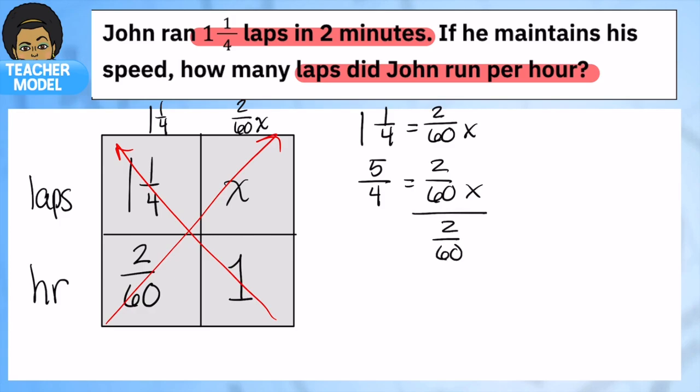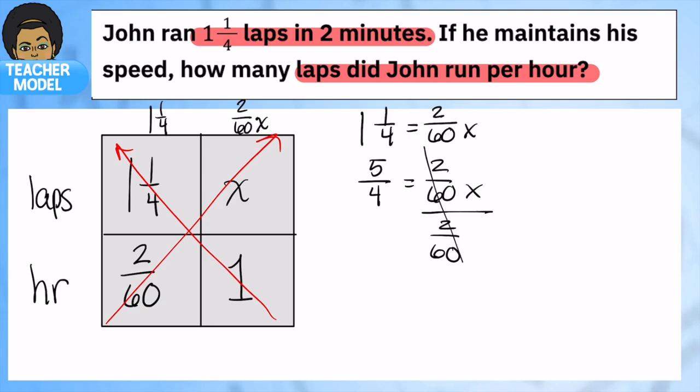Let me go back a second. If this was just 2/60 times a number, you would rewrite this: 2/60 times a number equals 5/4. You would just rewrite this as 5/4 divided by 2/60. You would just do that. So we're going to do that same process. We're dividing by 2/60. It just looks spicy, but it's the same process.